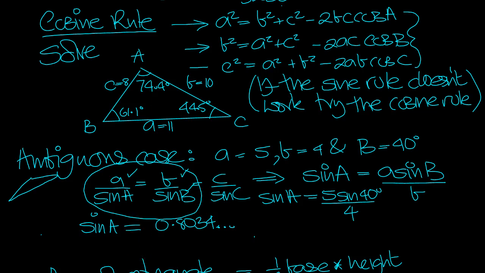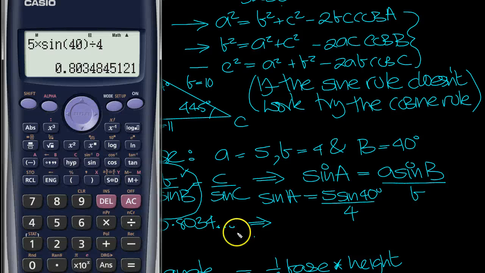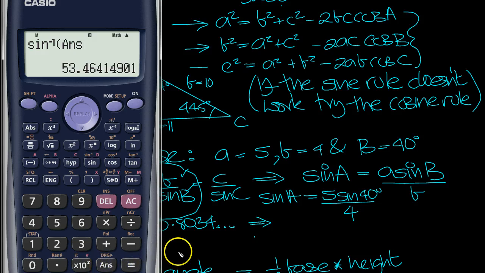So let's get the first one and then we can just read off the second one. So just do a shift sine of the answer that we just got, 53.5.